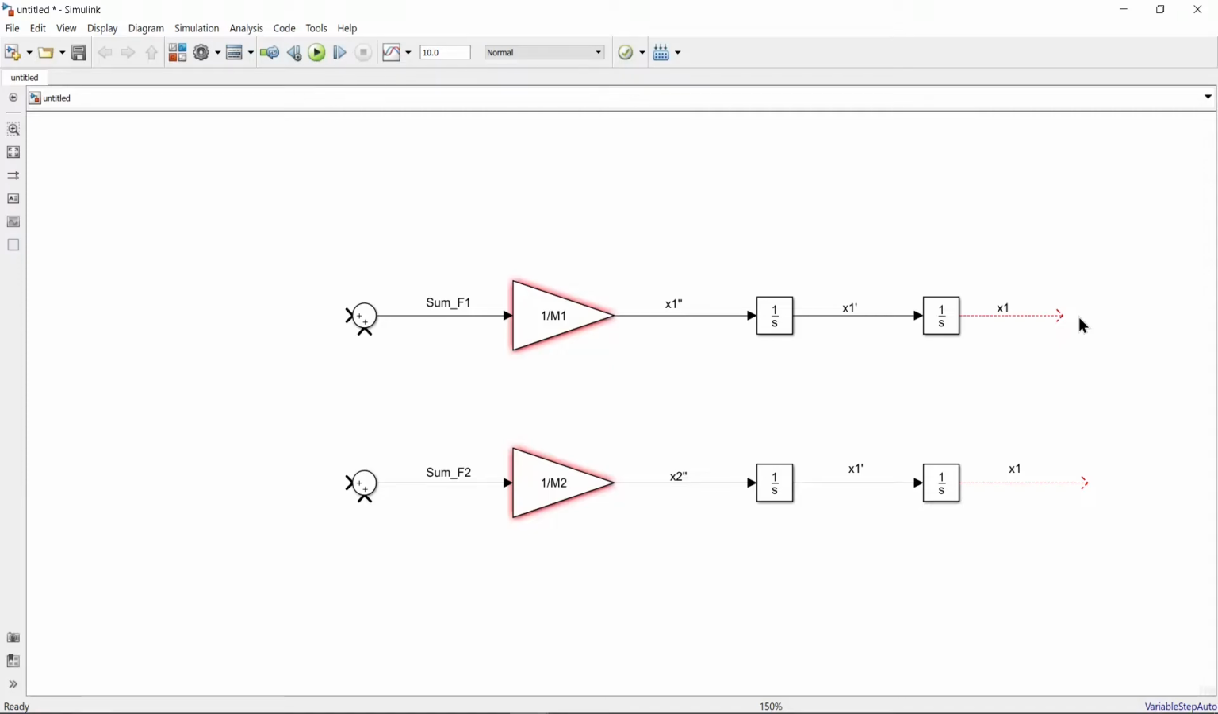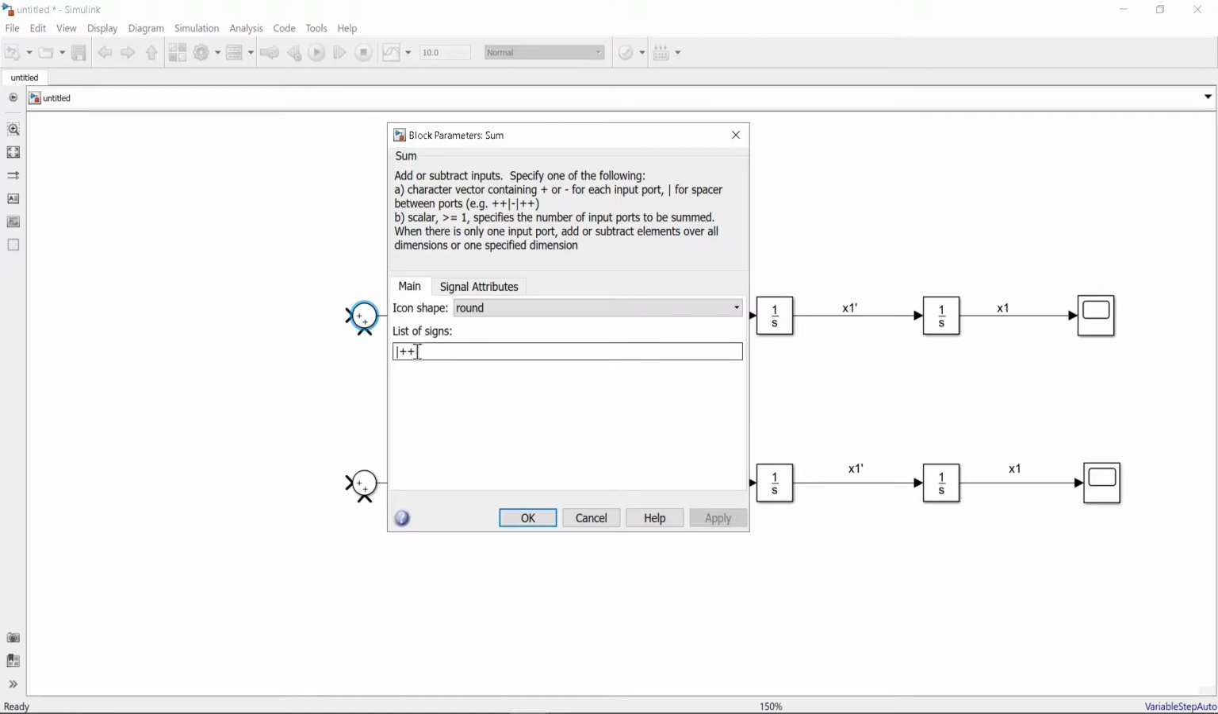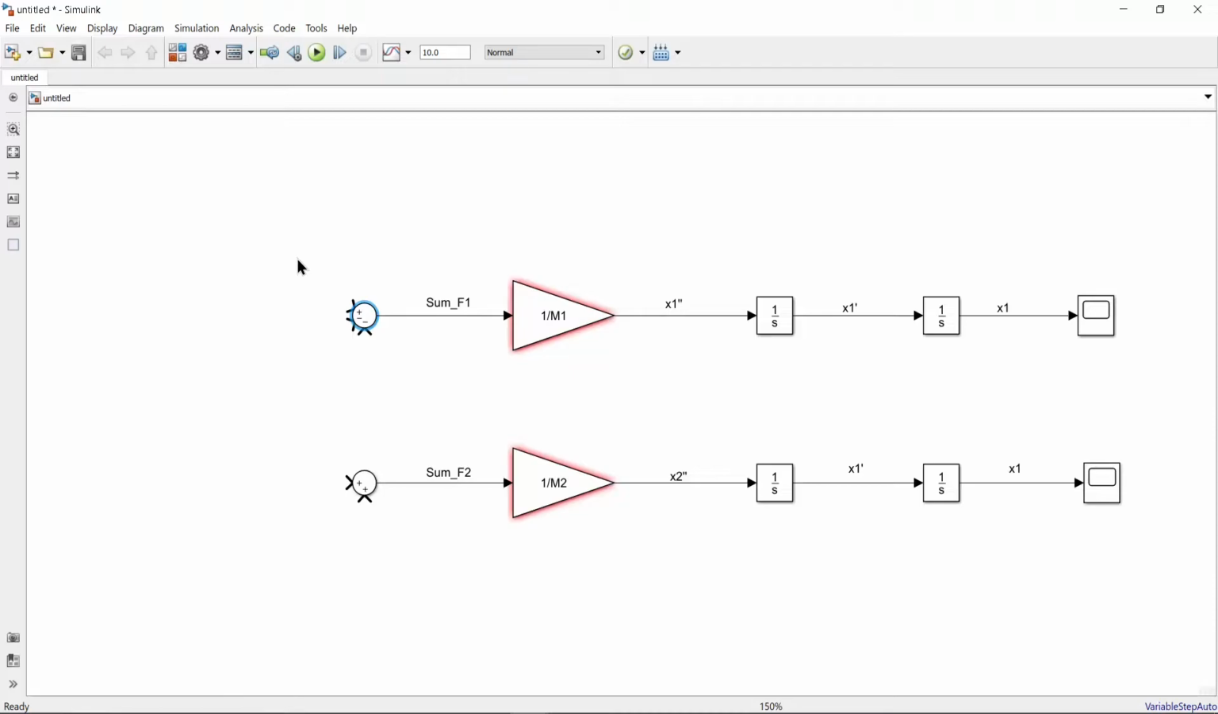So here I need scopes. So search for scope. Okay. Here I need one summation and two subtraction. So double click this in the list. Change this to plus, minus, and minus. Hit apply. Okay. I need a signal generator here. Search for signal generator. From here I will give F force.